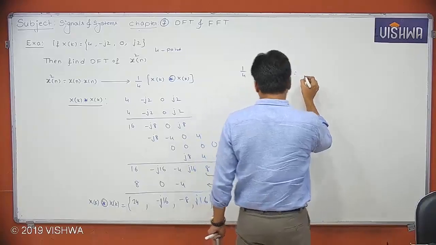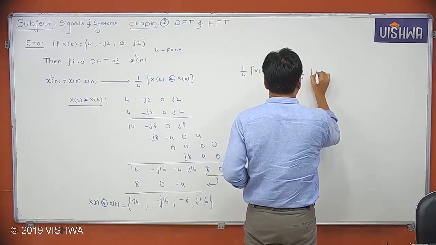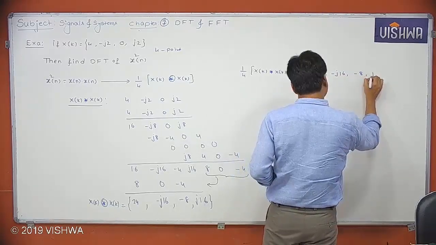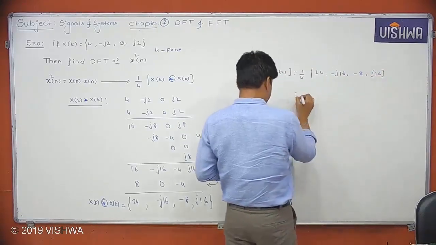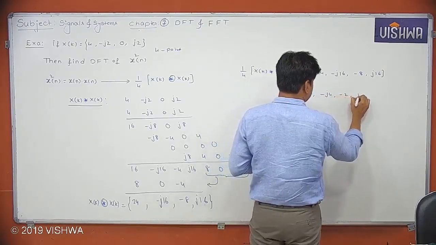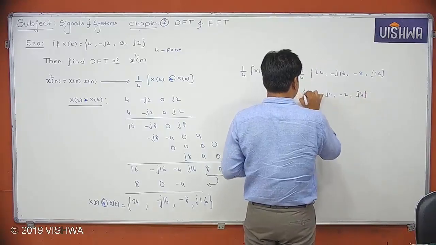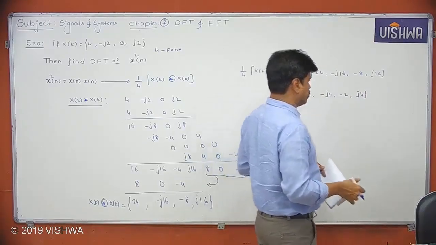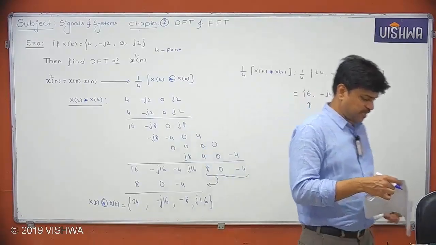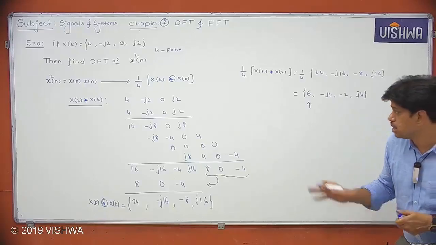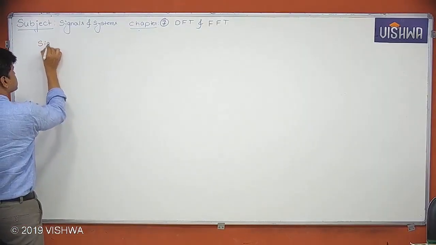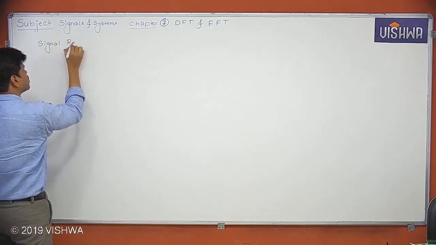So what are we going to get? 1 by 4 of 24, minus j16, minus 8, j16. So that is 6, minus j4, minus 2, j4. This is the DFT of x of n squared. Clear? Circular convolution only, but remember the 1 by 4 factor is there. Now if you see the signal replication property.